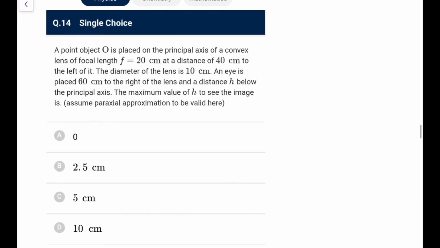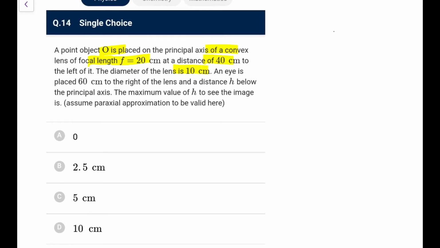Next, a point object O is placed on the principal axis of a convex lens of focal length 20 cm at a distance of 40 cm to the left of it, that means at the 2f. The diameter of the lens is 10 cm. The eye is placed 60 cm to the right of the lens and a distance h below the principal axis. What is the maximum height h to see the image?